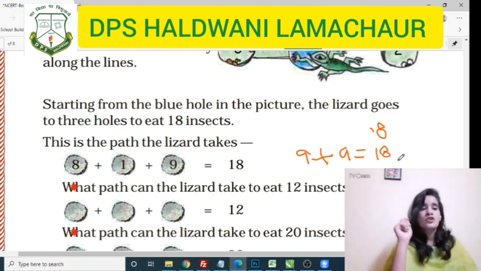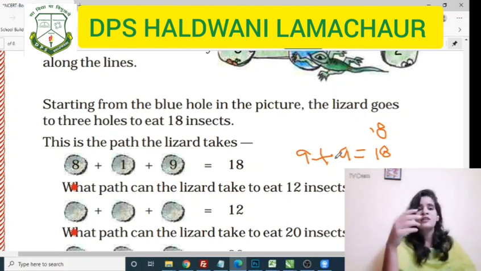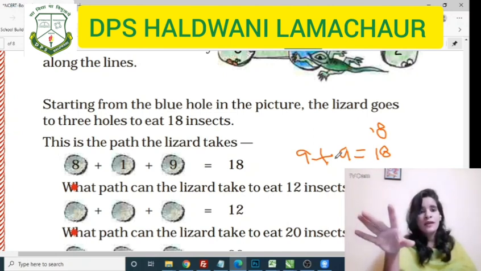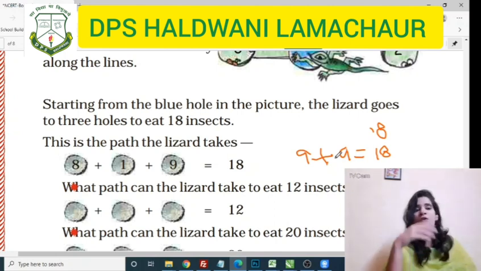Okay. So to add same digit numbers, there are two ways. One, you can count the tables. If 9 is written 2 times, you will say 9 twos are. If 9 is written 3 times, you can say 9 threes are. Any number, if the same number is written 5 times, you can say 5 fives are. Okay. So the answer will be the same. Either you can add or multiply. Okay. The answer will be the same.